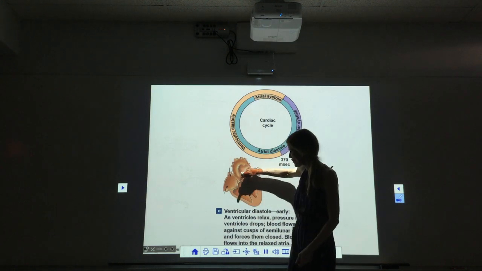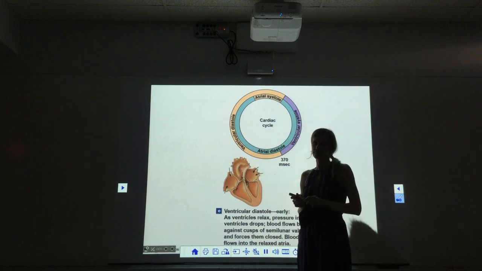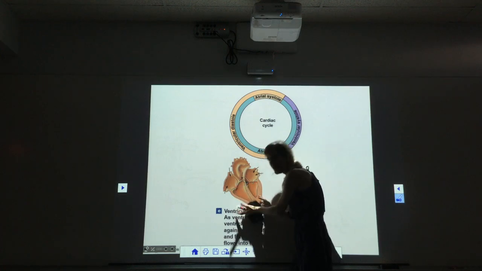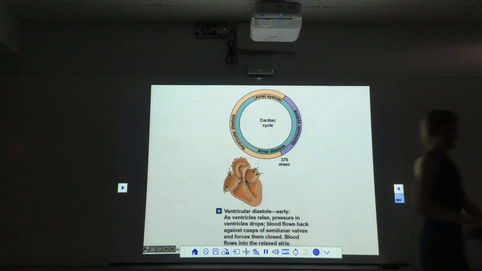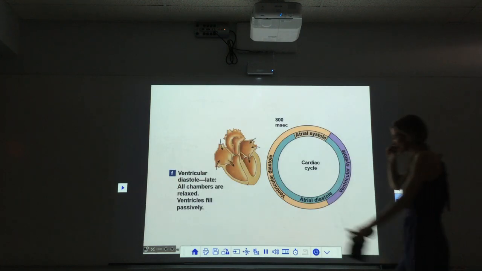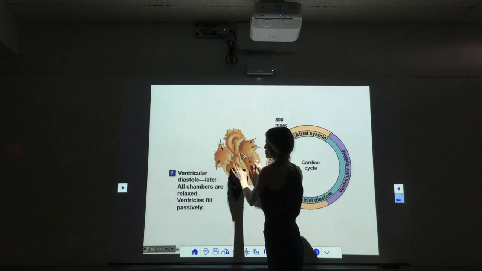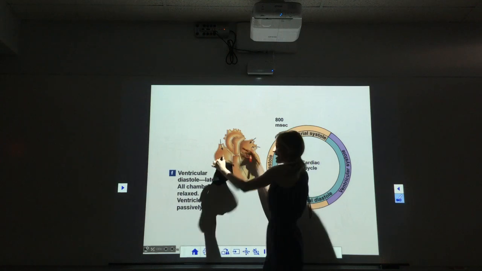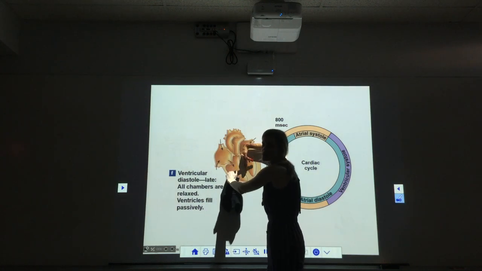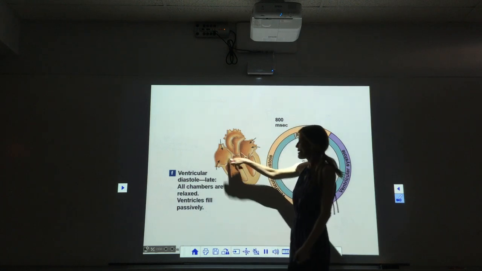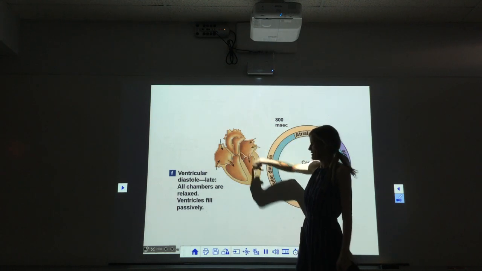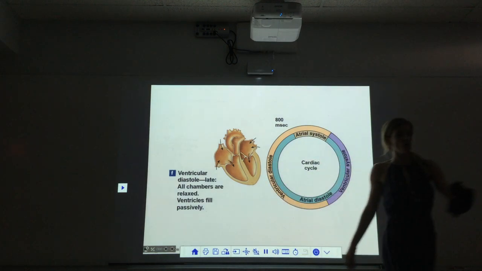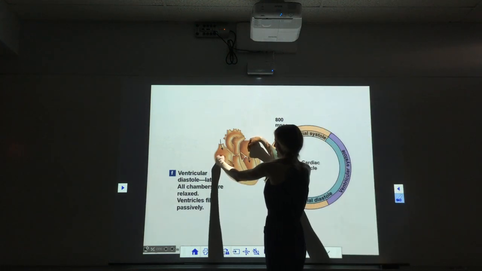Okay, so again, we'll have all four valves shut. It keeps relaxing, the pressure keeps dropping, and then eventually, let's go to the next one. Here's the late phase. Eventually, the pressure down here in the ventricles gets even lower than the pressure up here in the atria. At that point, that's going to open these AV valves. So now the blood can passively flow into the atria, down to the ventricles, and that brings us to the very beginning again. The AV valves are open, the blood's flowing in, and it's flowing down.